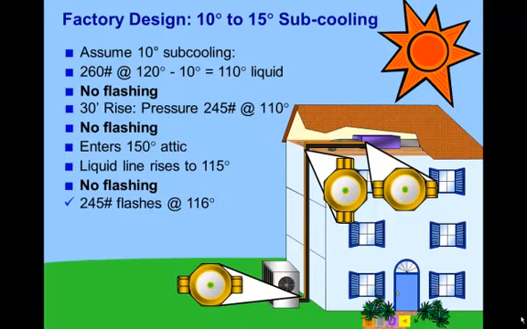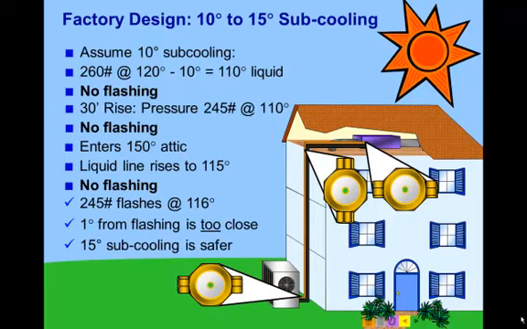245-pound flashes at 116 degrees. So as long as we stay below that 116 magic number, we're good to go. 1 degree from flashing is way too close to call, meaning the likelihood is that we're going to get some flashing at some point in time.